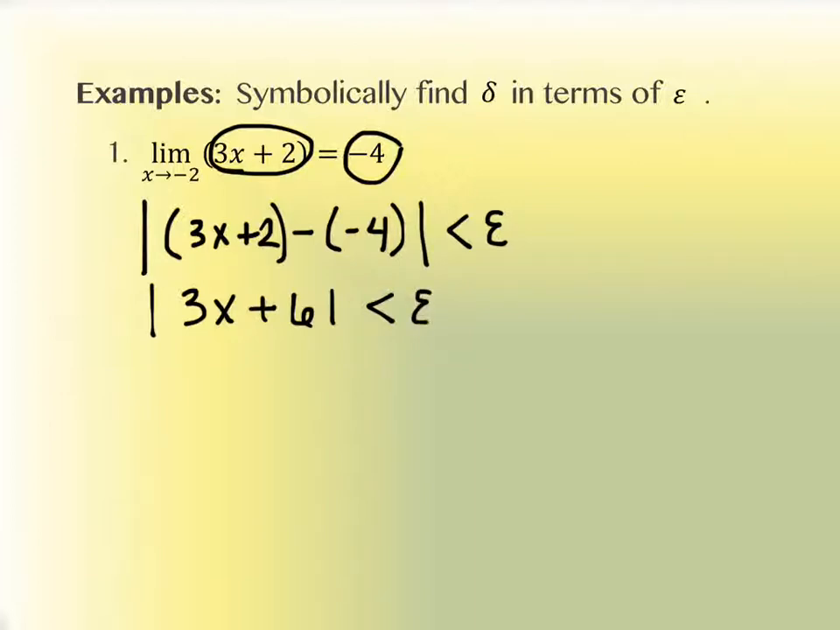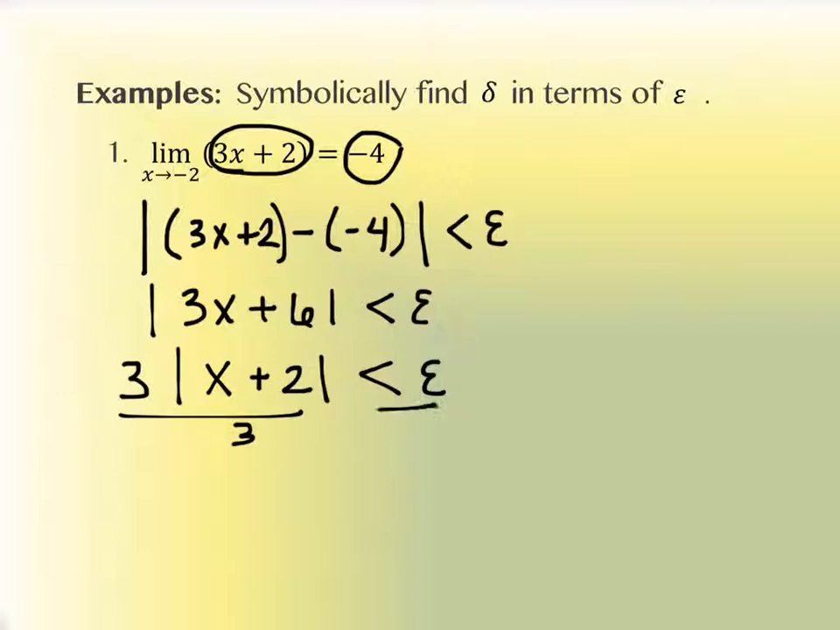We look at the 3 and we look at the 6 and we notice what? We can factor something out. What can we factor out? A 3. And the absolute value of 3 is 3, so it really does factor out plain old 3. And what am I left with? x plus 2. Don't forget to divide the 6 by the 3 as well. Okay, what would I do next? Divide by 3. Fantastic. So I end up with absolute value of x plus 2 is less than epsilon over 3.